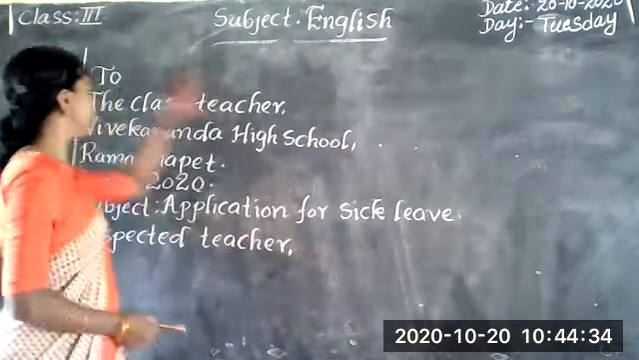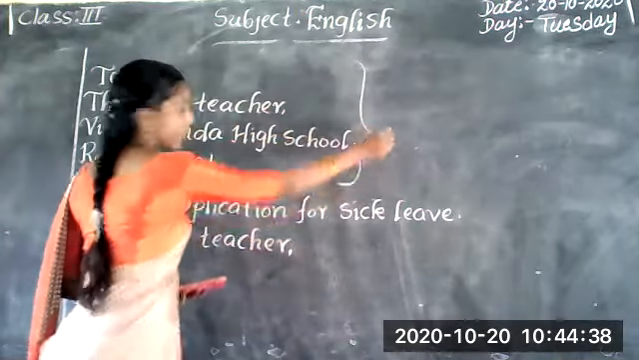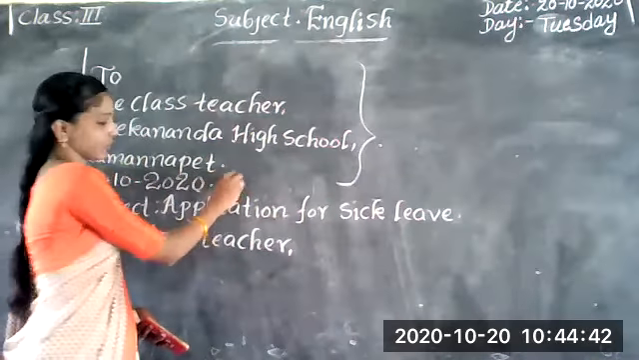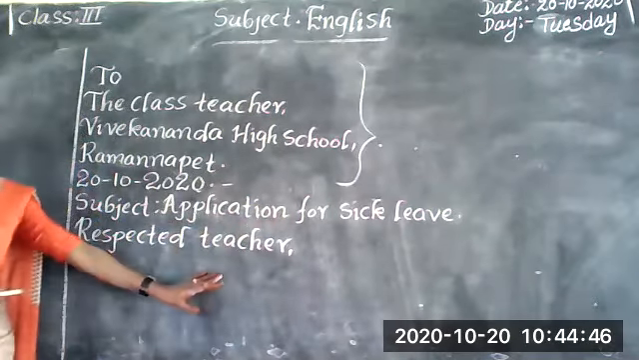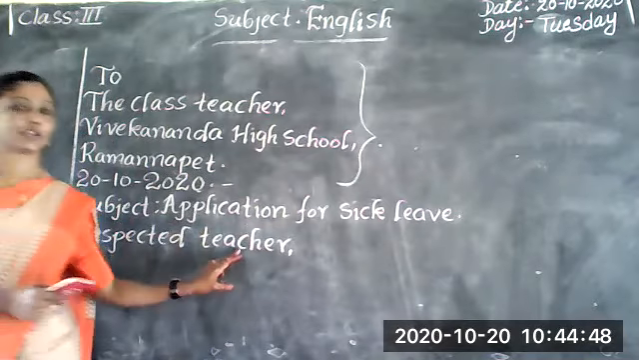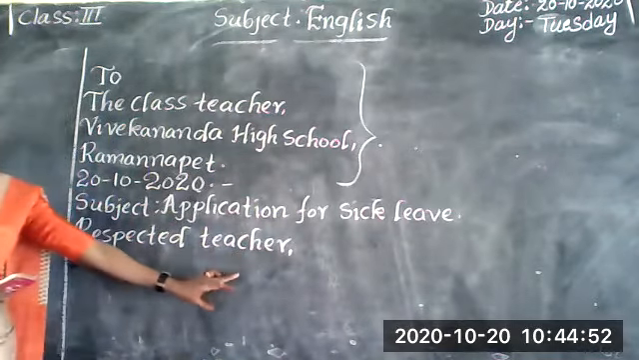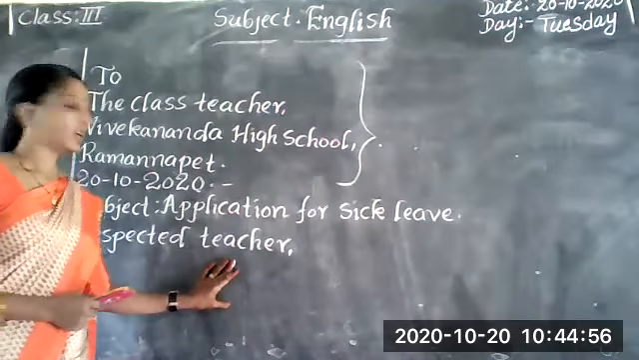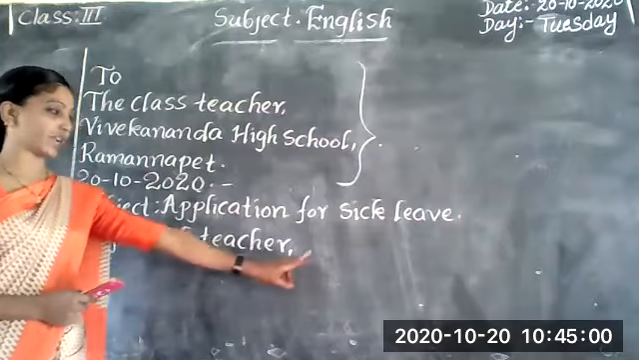This part is called the heading, and this is the date. And this is the subject. Next we have the salutation or greeting. After respected teacher, we should start our letter. Why we are writing the letter, what is the reason, everything is mentioned in the body of the letter.